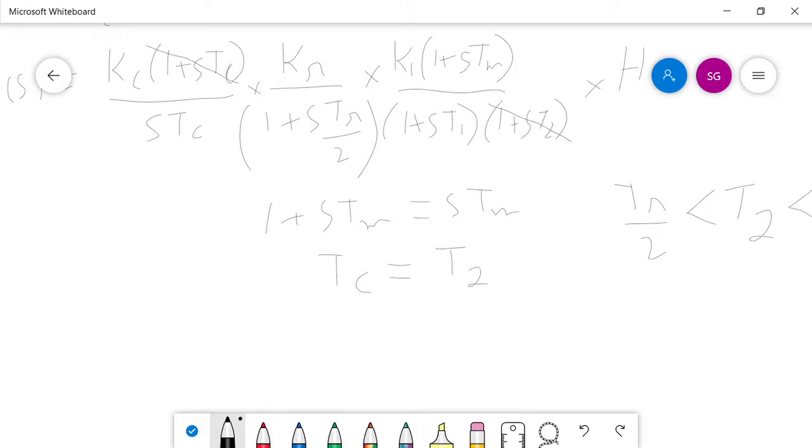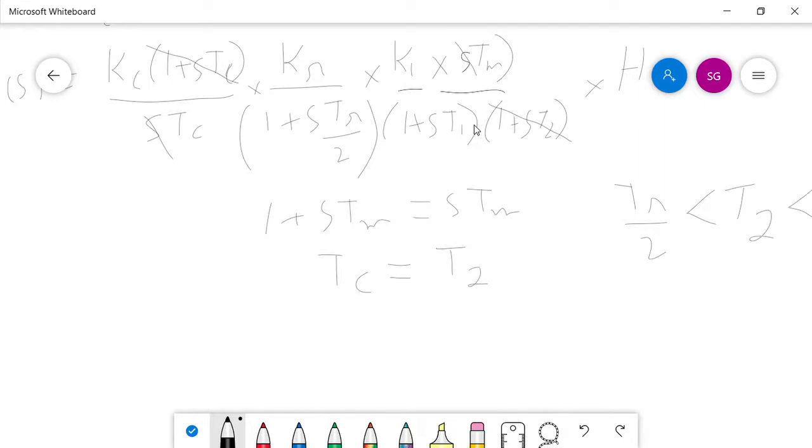Okay, and when 1 plus STm is equal to STm here, so one S will also be cancelled. So from here S could be cancelled out. Now the remaining, there are only two poles in here, 1 plus STr by 2 and 1 plus ST1. This is a second order system.